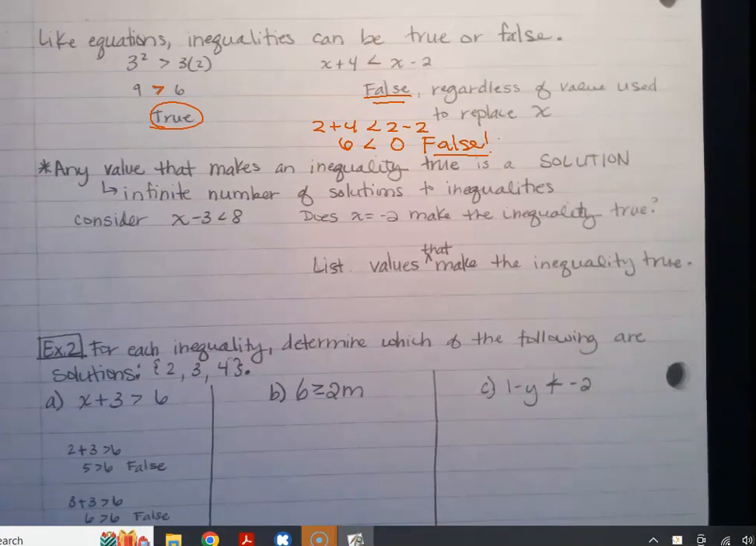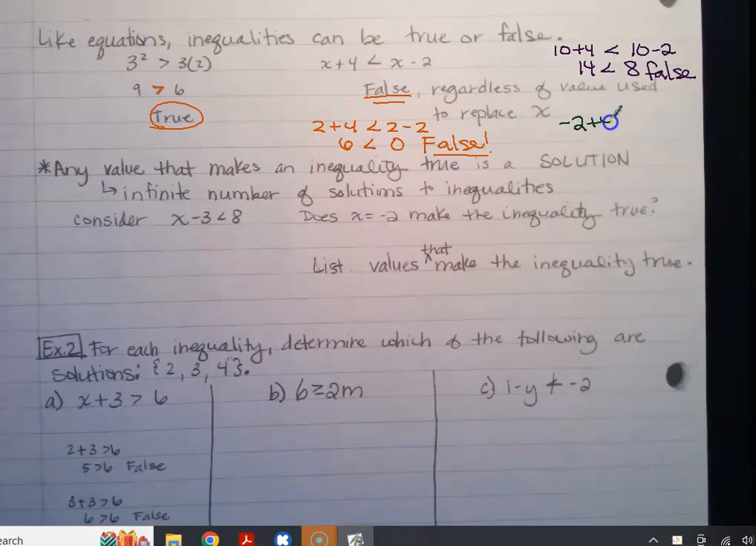10. Okay, so if we say 10 plus 4 is less than 10 minus 2. 10 plus 4 is 14. 10 minus 2 is 8. Is 14 less than 8? No, it's false. So this inequality is false. No matter what we pick for x, it's going to be false. So give me another value for x.